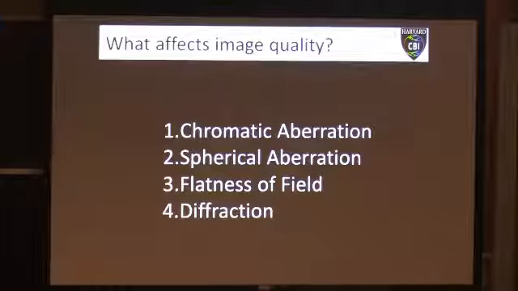So that's the idea of how magnification works within a light microscope. I'm just going to quickly talk to you about a few things that affect image quality. Sebastian talked a little bit about these as well during his talk on objectives earlier this summer, so I won't spend too much time on them. But these are things that can affect our imaging: chromatic aberration, spherical aberration, flatness of field, and diffraction.